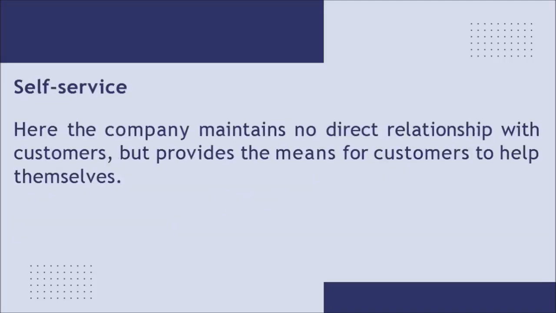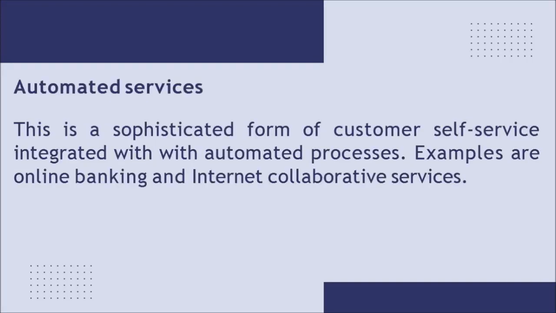Number three is self-service. Here the company maintains no direct relationships with customers but provides the means for customers to help themselves. Number four is automated services. This is a sophisticated form of customer self-service integrated with automated processes. Examples are online banking and internet collaborative services.